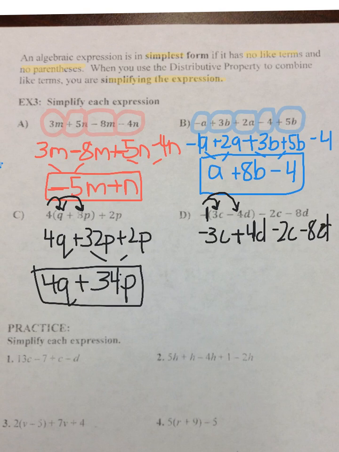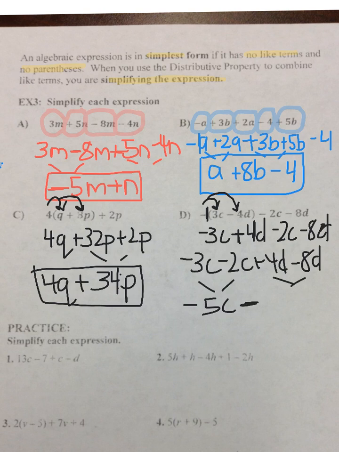So my like terms would be negative 3c, and there's a negative 2c. There's a positive 4d, and there's a negative 8d. So combining a negative 3c and negative 2c is a negative 5c. And then a positive 4 and a negative 8, you want to keep the sign of the larger absolute value, which is negative, and subtract, and we'll get negative 4d. So this is my answer. Go ahead and finish the practice problems, and we will go over these tomorrow in class.